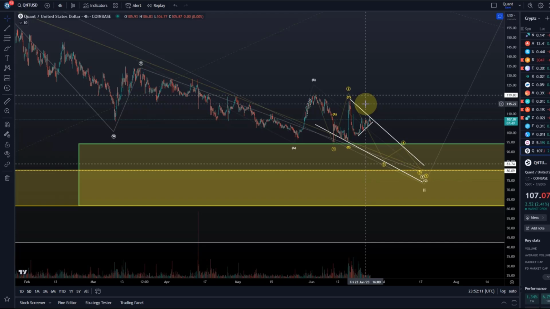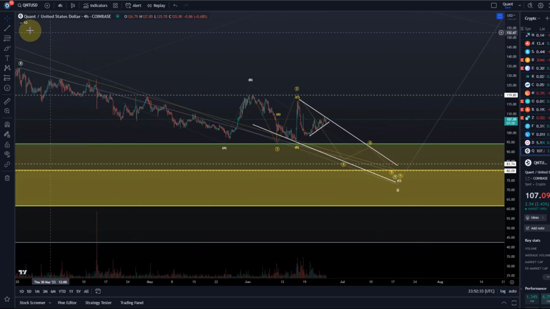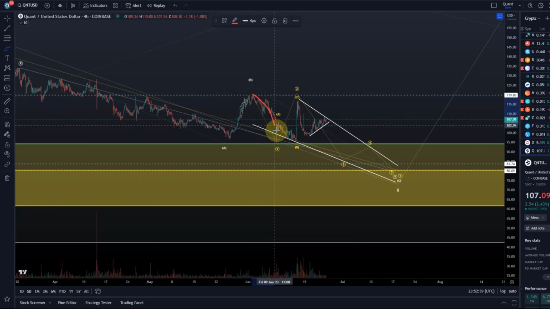It depends a little bit on the structure, but this would be for me the signal level to say a low is in. Until then, the downside pressure remains, in my opinion, even though it's ranging a little bit between that $95, $96 level and that $120 resistance level. Nevertheless, the idea is we could be in the C wave down now, of Y, and that the move down of the 2nd of June was a wave 1.